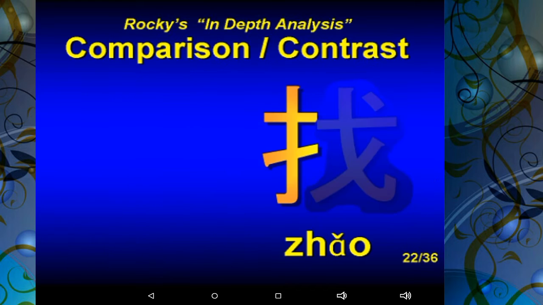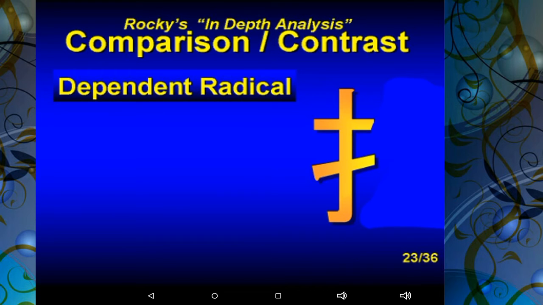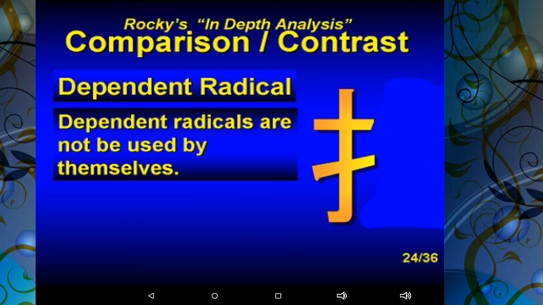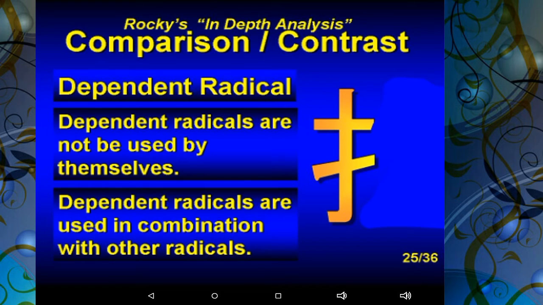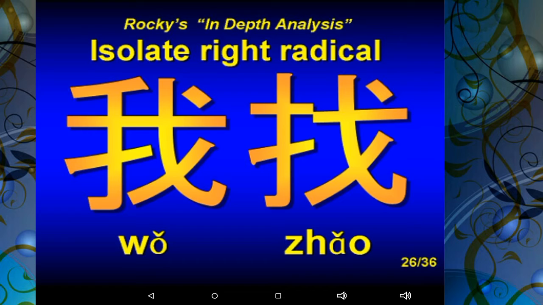Our next radical belongs to Zhou. And let's look at this one. This particular radical is a dependent radical. Dependent radicals are not used by themselves. Dependent radicals are used in combination with other radicals, and it's usually combined with another radical to form a character.